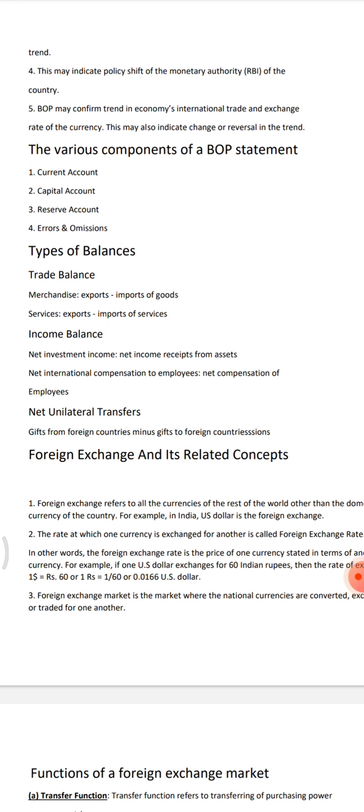So these are the four components of the balance of payment statement, and I hope you guys have coped with that and understood it. So thank you and see you in the next lecture.